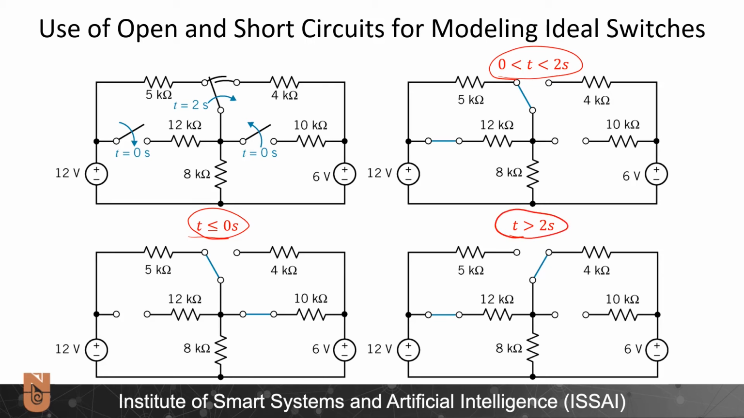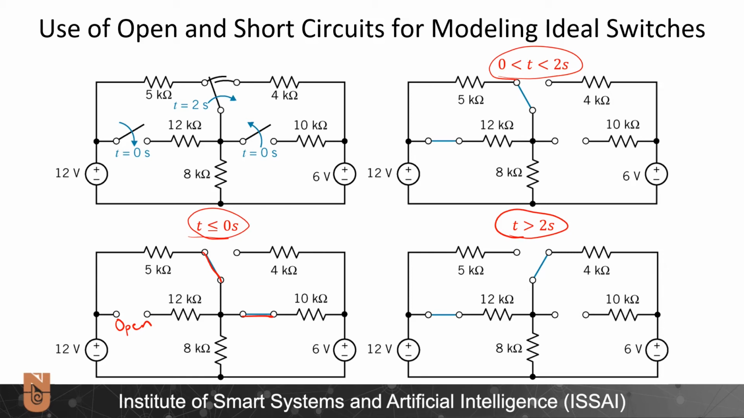When t is less than 0 seconds, we just have this part open. Here we just have this connection to the left. Before t is equal to 0, this side is a short circuit. So this is the condition of the circuit before t is equal to 0.